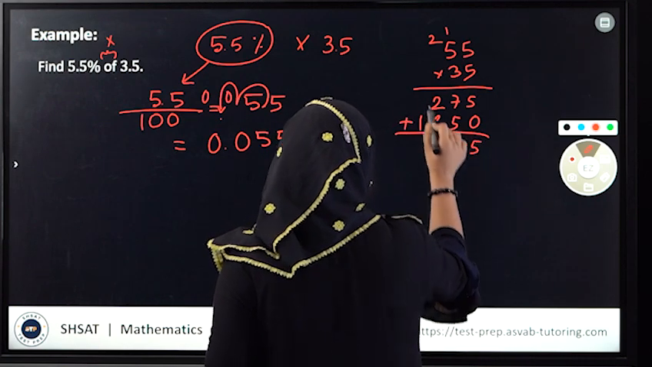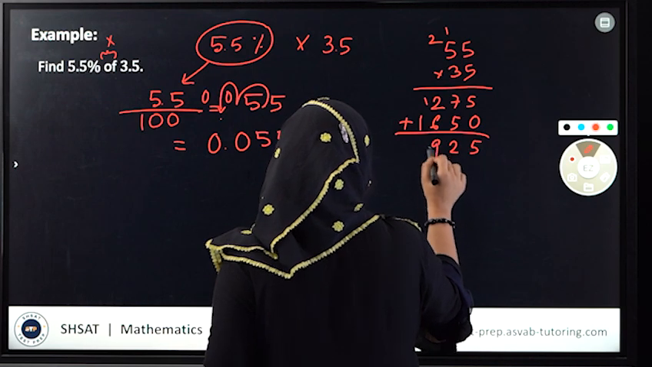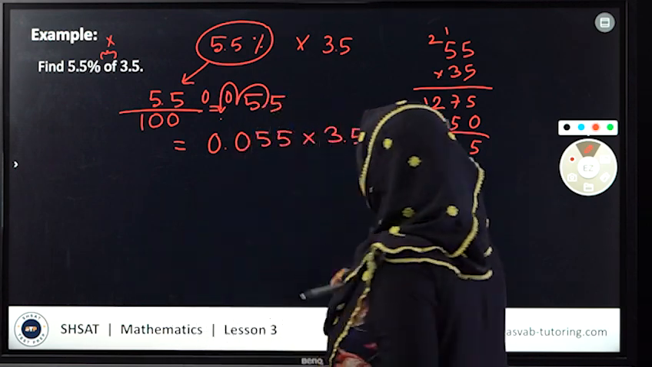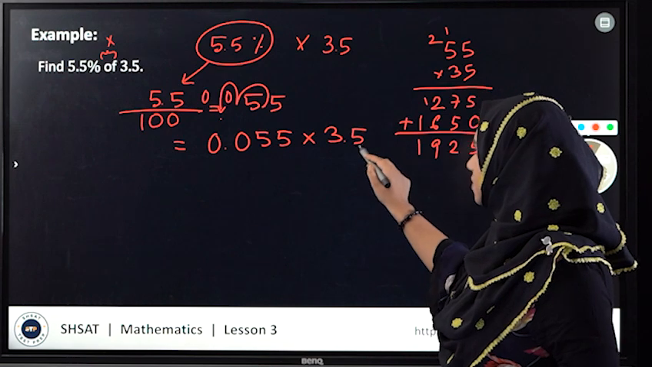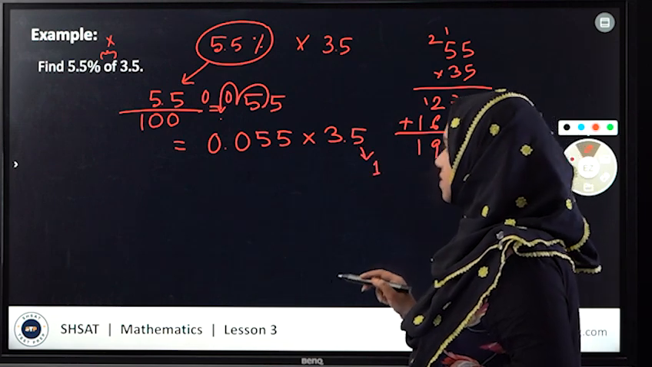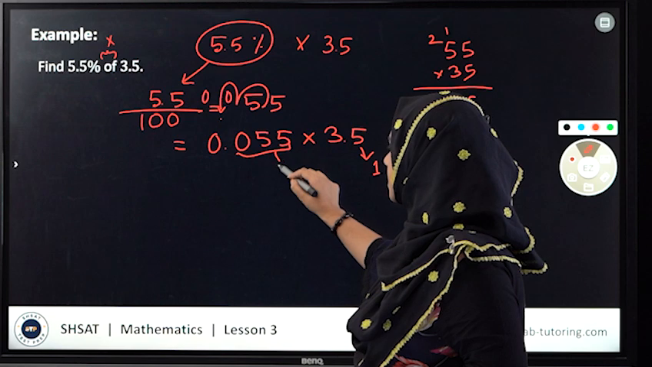7 and 5 is 12. Carry the 1. 2 and 1 is 3. And 6 is 9. So that's 1925. However, this has one decimal, right? One number next to the decimal. This has 3 numbers next to the decimal.